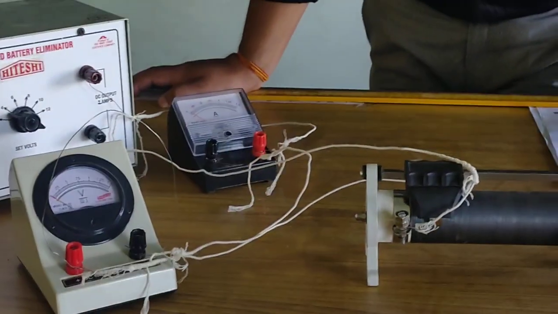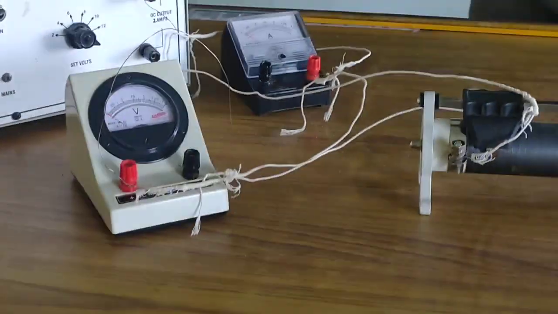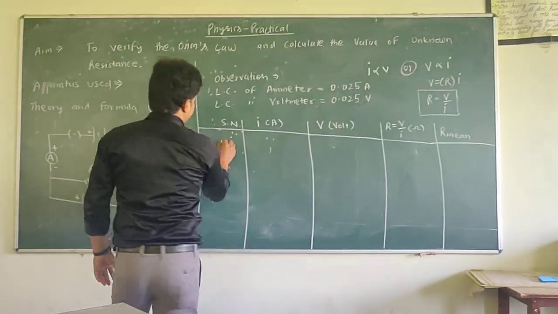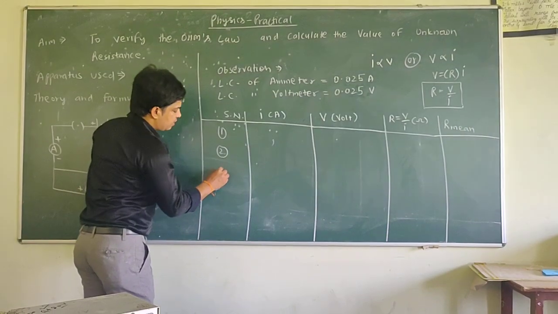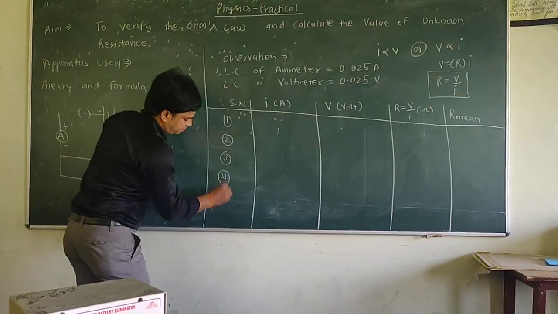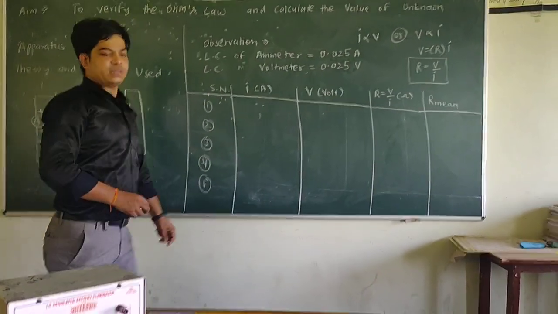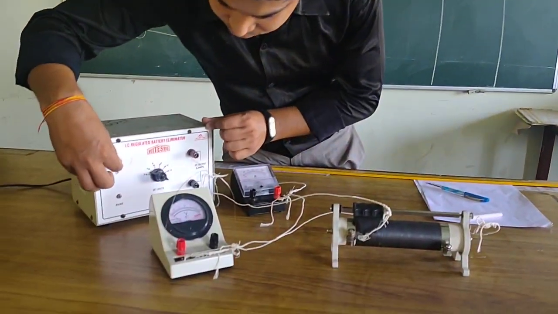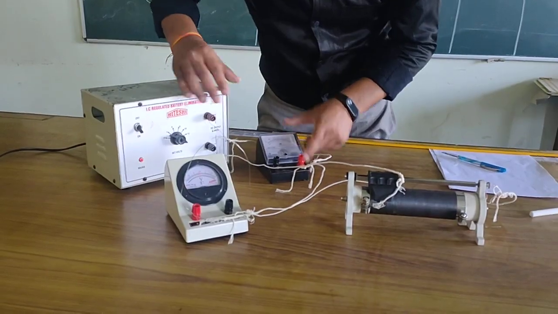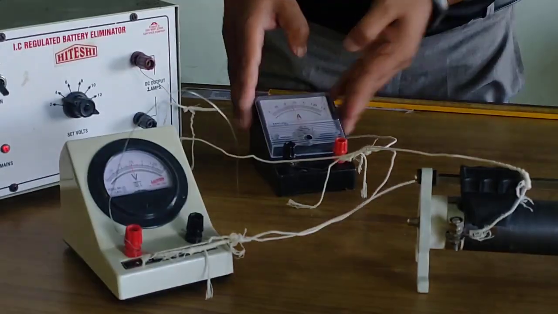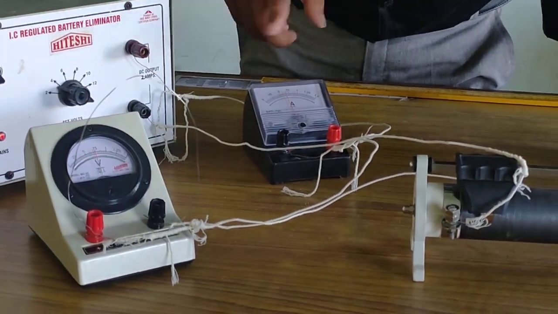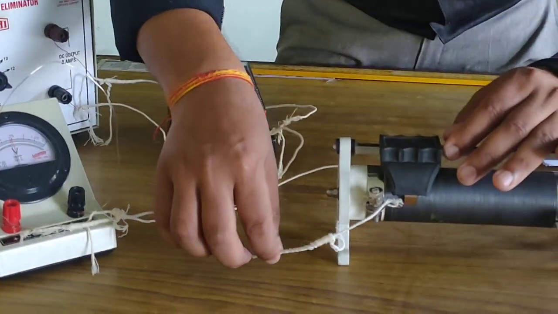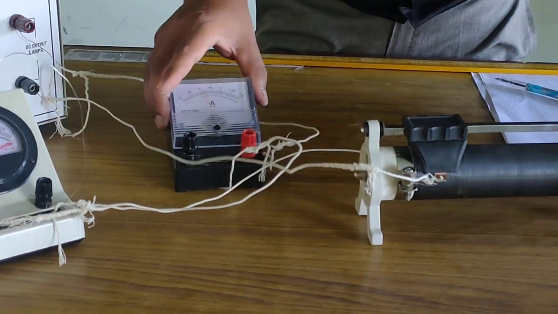Now we are going to take the readings. You have to take a minimum of 5 readings to plot the graph between potential difference V and current I. Okay. Now see, I am going to switch on this circuit. So as you can see, the variation in potential difference and ammeter. Now I am going to adjust the value of current by using the current controller.